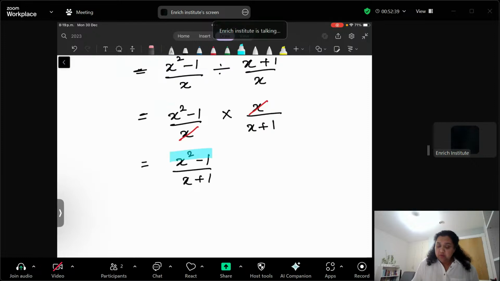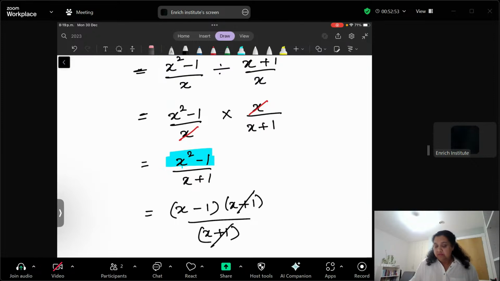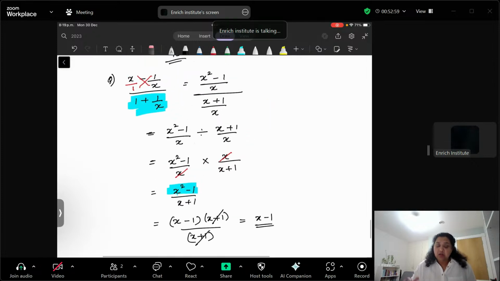Now if you look at the numerator, you can see that it is a difference of perfect squares. So then I can write it as x minus 1, x plus 1 divided by x plus 1. And then the answer will be x minus 1. Okay. So this is how we simplify the fraction. It's always cross multiplication, and then you simplify it further by factorization.